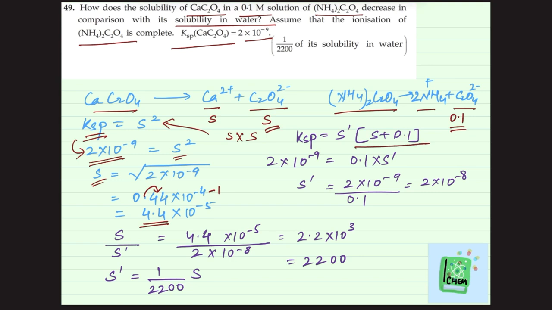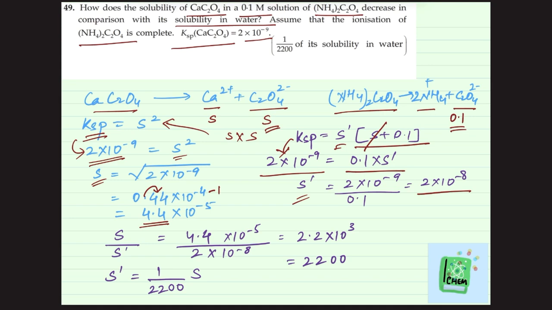Oxalate ion की concentration change हुई है, so calcium ion concentration will also change. Let it be S dash. Now the value of solubility product will be equal to S dash multiplied by S plus 0.1. Neglecting S, this is the value of solubility product. So 2 into 10 to the power minus 9 is equal to 0.1 into S dash. From this, S dash की value आ गई 2 into 10 to the power minus 8. So this is the solubility of calcium oxalate in 0.1 molar solution of ammonium oxalate.